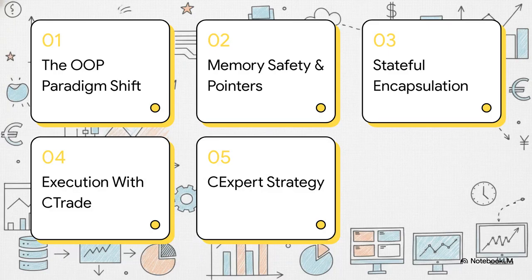Okay, let's dive into this. Here is the architectural blueprint for our system today. First, we'll cover the OOP paradigm shift. Then, memory safety and pointers. After that, stateful account and symbol encapsulation. Fourth, bulletproof execution with CTrade. And finally, the CExpert Strategy Framework.